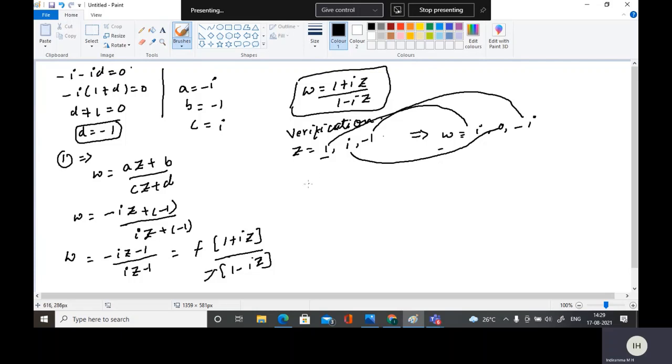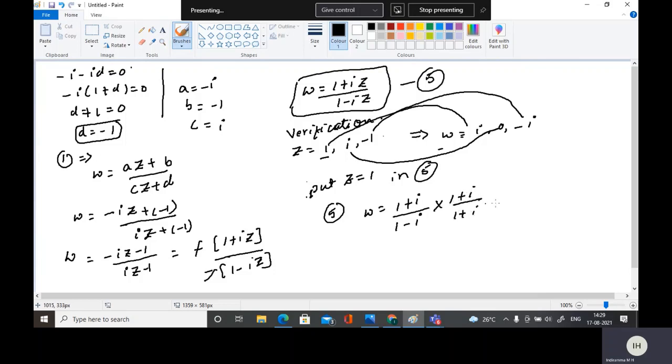I will check for 1 or 2 points. So put Z is equal to 1 in equation 5. Equation 5 is the required solution for the given problem. This is the verification I am doing. Put Z is equal to 1 in equation 5. So equation 5 becomes W is equal to (1 plus i), because Z is 1, by (1 minus i). Rationalize it and simplify. (1 plus i) by (1 plus i).